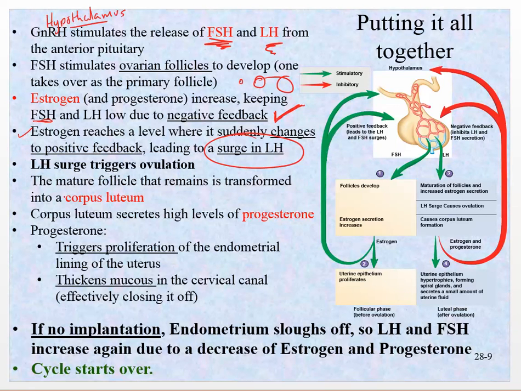Okay, that mature follicle is transformed into a corpus luteum, and the corpus luteum secretes progesterone. Okay, and progesterone maintains the endometrial lining. Triggers isn't always the word. And another thing that progesterone does is it causes thickening of the mucus in the cervical canal. Okay, so progesterone thickens the mucus in the cervical canal.